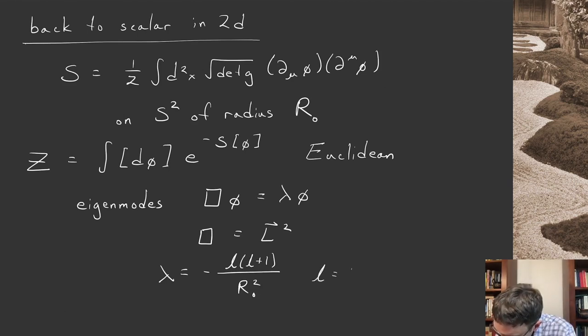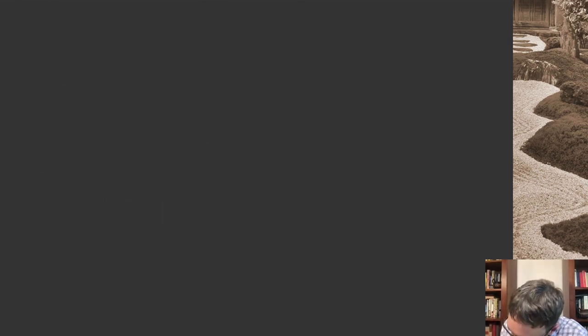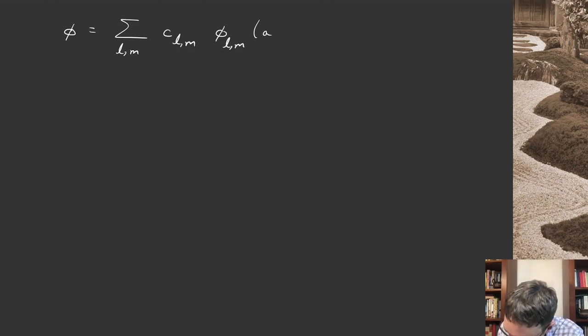And L is what you think. It's just 0, 1, 2. It's the angular momentum quantum number. And of course, there's the degeneracy. There's an M as well. M can run from minus L to L. And so for each L, there's a degeneracy 2L plus 1, right? Good. So we decompose our field into modes, these L and M modes. We have some coefficients C_LM, and our eigenfunctions, which are going to be functions of our angles. We don't need to worry too much about their explicit form, but they're the Y_LM, the spherical harmonic functions. So Z now is what?